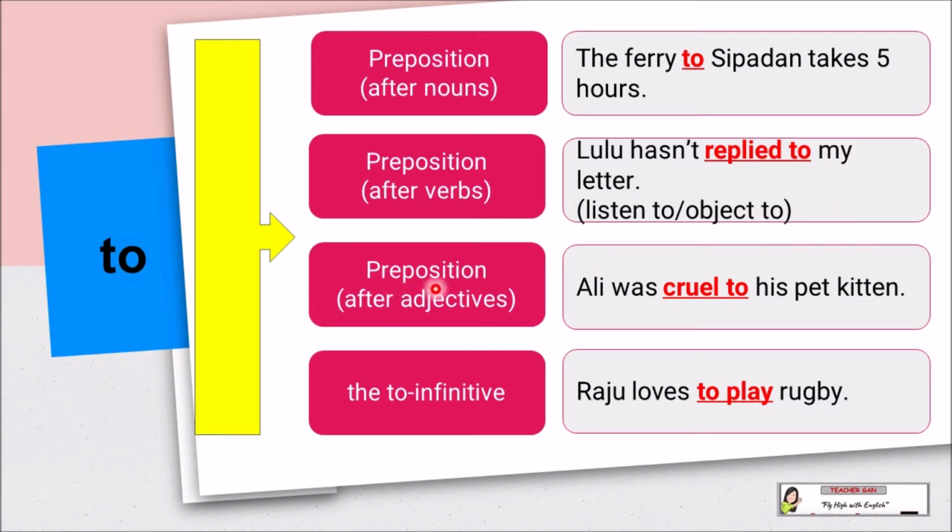Next one we have preposition after adjectives. Adjectives will be words like cruel. So Ali was cruel to his pet kitten. The next one we have the to infinitive. To infinitive will be like to play. So Raju loves to play rugby.